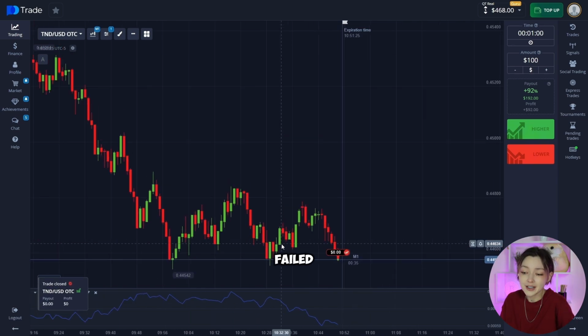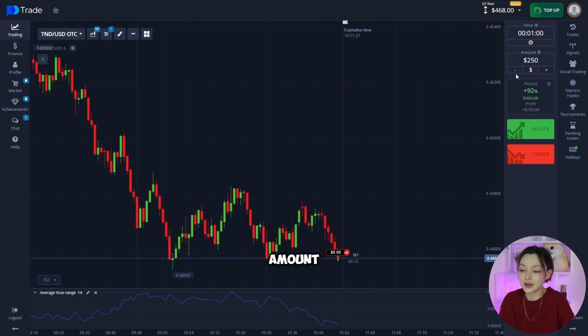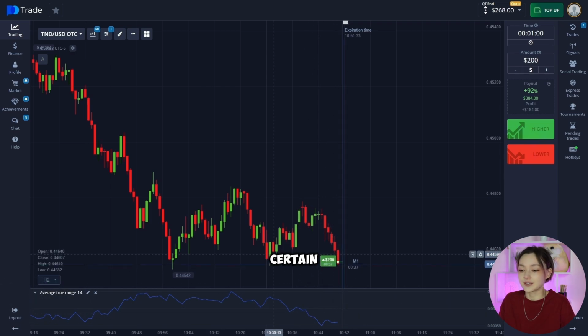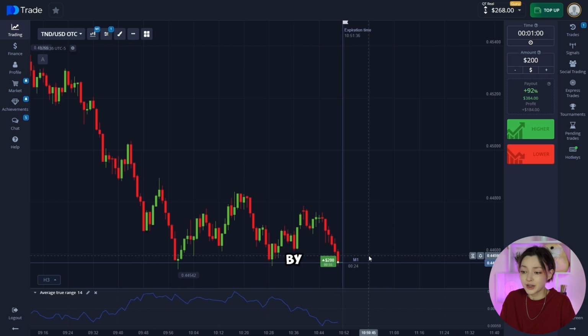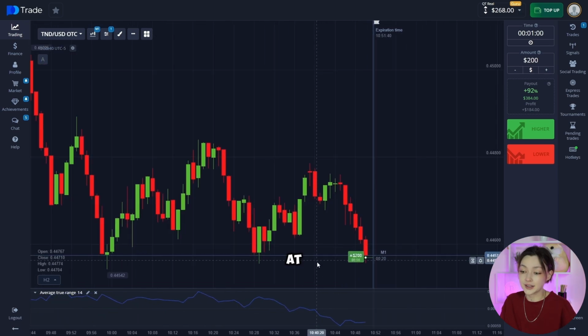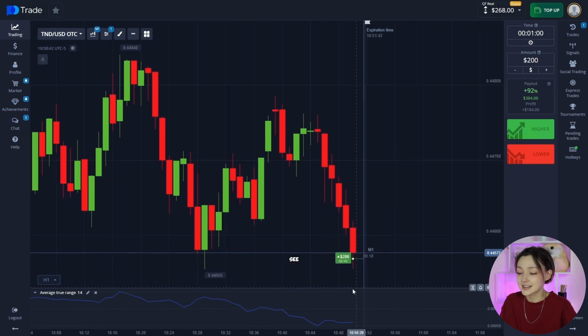So the trade failed, but that's totally alright. I'm increasing the deal amount and placing a cover in one, since I wouldn't say ATR has grown much ever since. So I'm certain there will be a pullback from this level, because judging by the ATR, the market doesn't have enough strength to break through the level at the moment. Let's see how it goes.